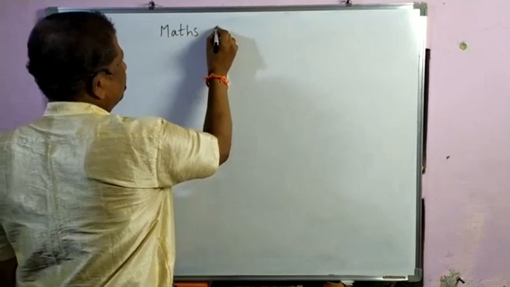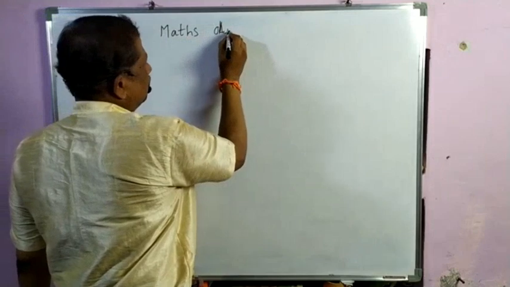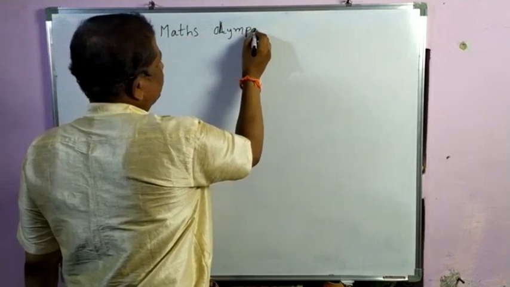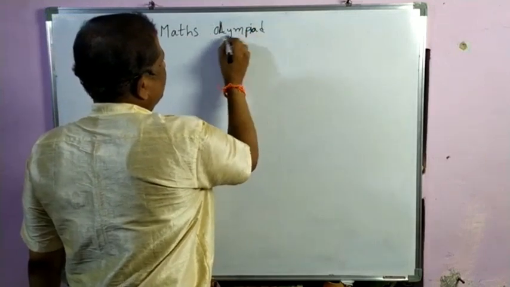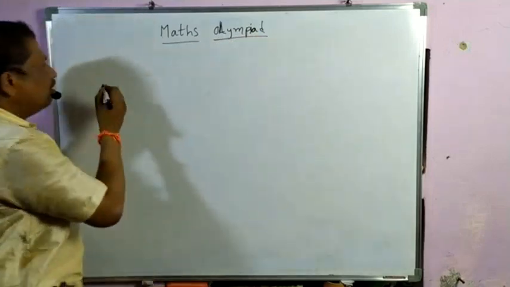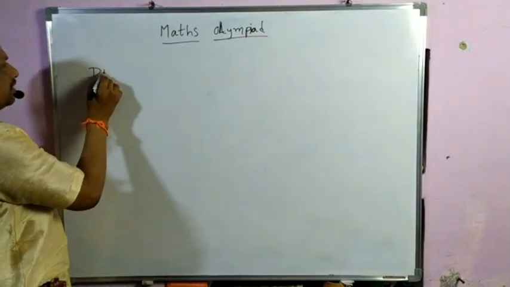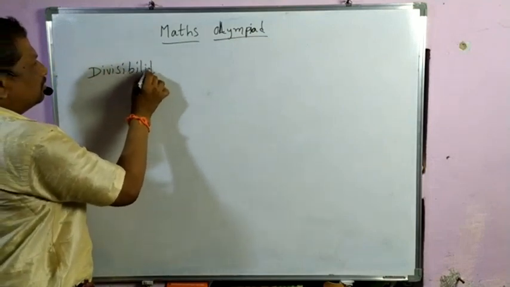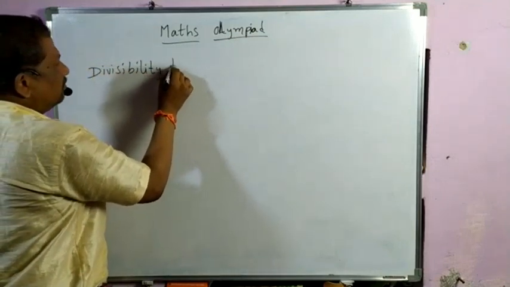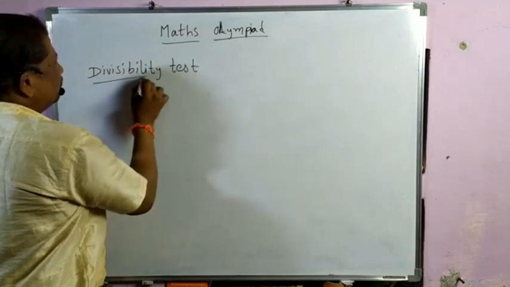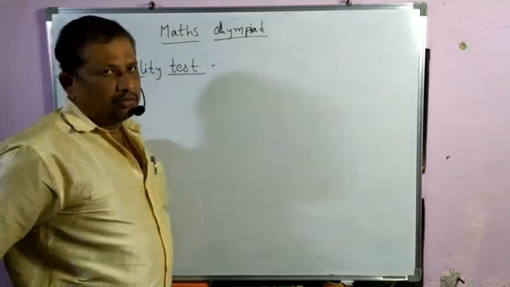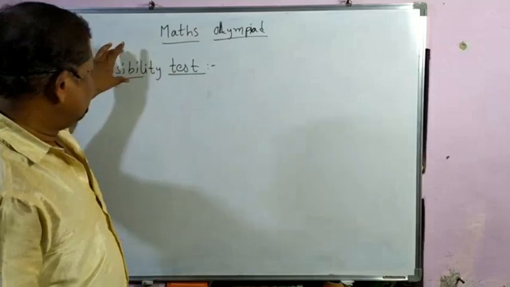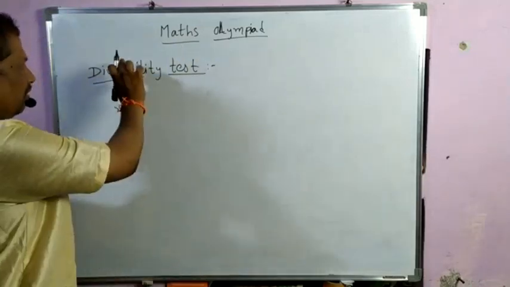Maths Olympiad. In this we are going to learn today divisibility test. Divisibility test. So this enough now? It is visible now?